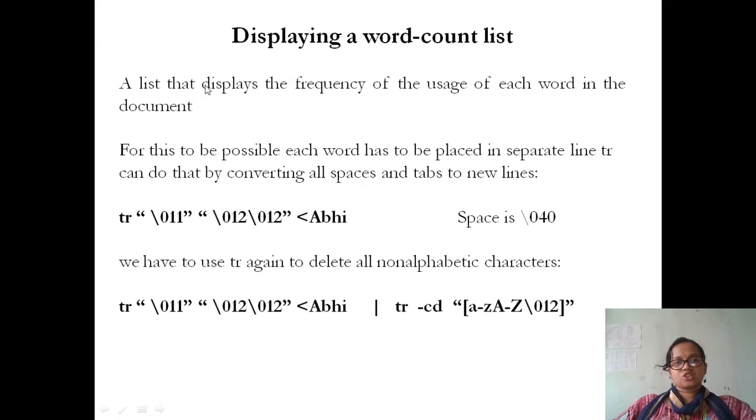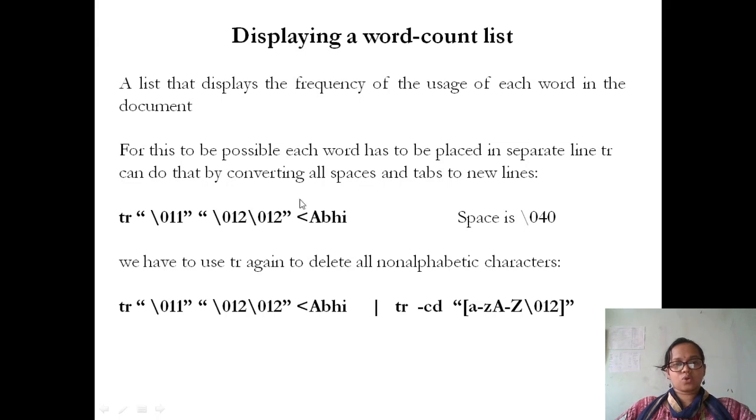Okay, coming on to the next topic, which is called displaying a word count list. Whenever document authors sometimes like to view a list, the list will display the frequency of the usage of each word in the document, saying that this word has been used this much time, isn't it? For this to be possible, each word has to be placed in a separate line. TR can do that by converting all spaces and tabs to new lines.